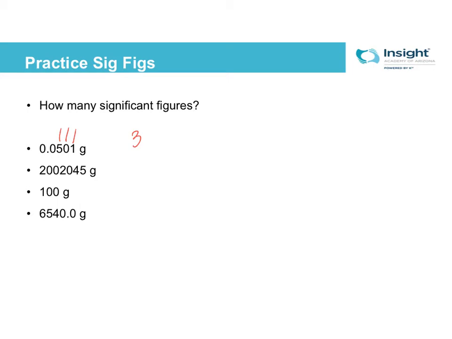Next one, all the non-zeros matter. And then all of these zeros fall in between non-zeros, so every single digit in here matters. So there are 7 significant figures. Next, non-zeros matter. Trailing zeros only matter if there's a decimal, and there's no decimal in this. So there's only 1 significant figure. Next, non-zeros matter. Trailing zeros, zeros that continue on past the number, only matter if there's a decimal present, which there is in this case. So that means these 2 zeros are significant as well.